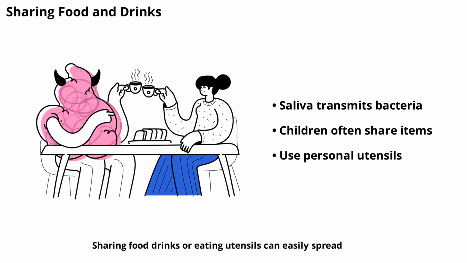Sharing food, drinks, or eating utensils can easily spread the bacteria responsible for strep throat. Even a small amount of saliva can contain enough bacteria to infect another person. This is particularly common among children, who may not always be aware of the risks.